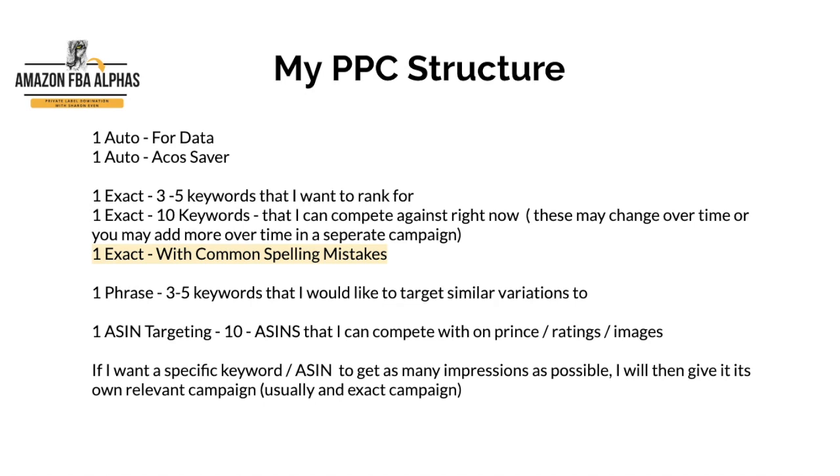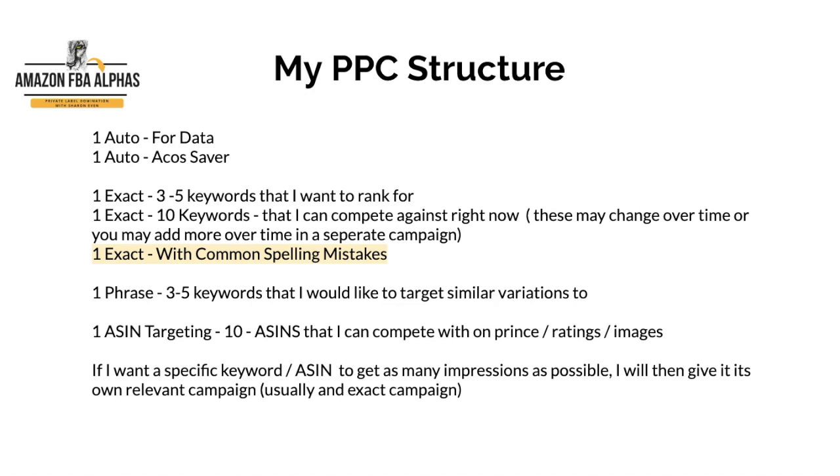The first, I'll have one auto campaign, which is just for data. I will have one auto campaign, which I call the ACOS saver, and I'll speak about that later. I'll have one exact campaign that will have a maximum of 3 to 5 keywords, and that's the campaign that I want to specifically rank for those keywords. I will have one exact campaign for 10 keywords that I can compete against right now.